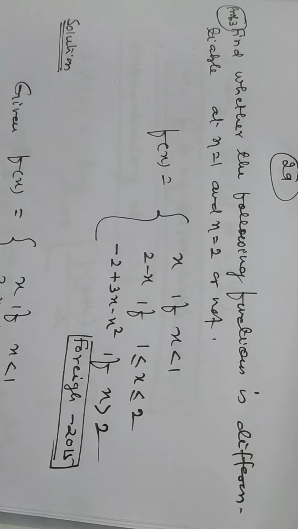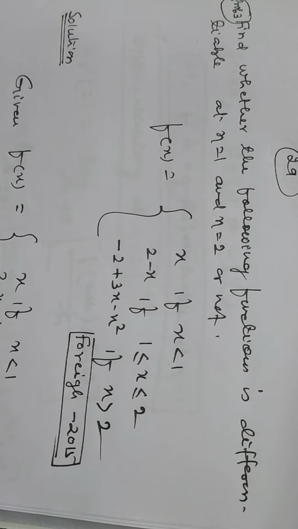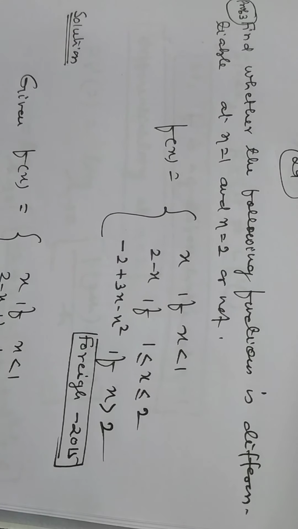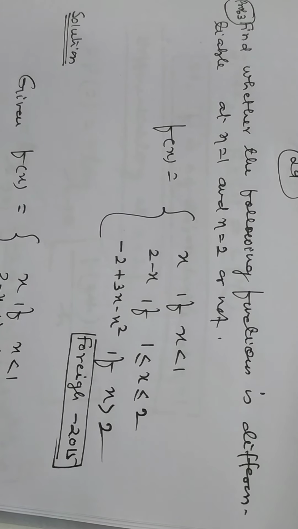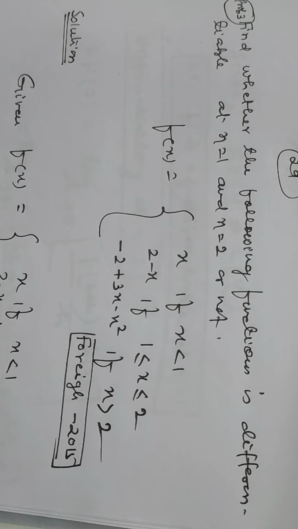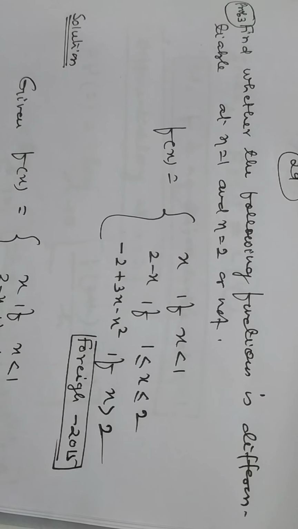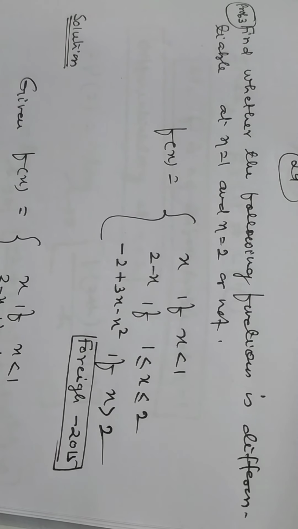I want to discuss problem number 3, which was asked in Foreign Set 2015. Find whether the following function is differentiable at x = 1 and x = 2 or not. f(x) = x if x < 1, f(x) = 2 - x if 1 ≤ x ≤ 2, and f(x) = -2 + 3x - x² if x > 2. Now, let us start to solve this problem.